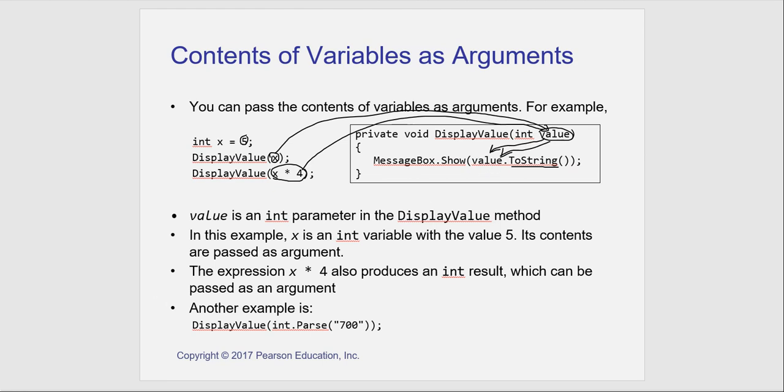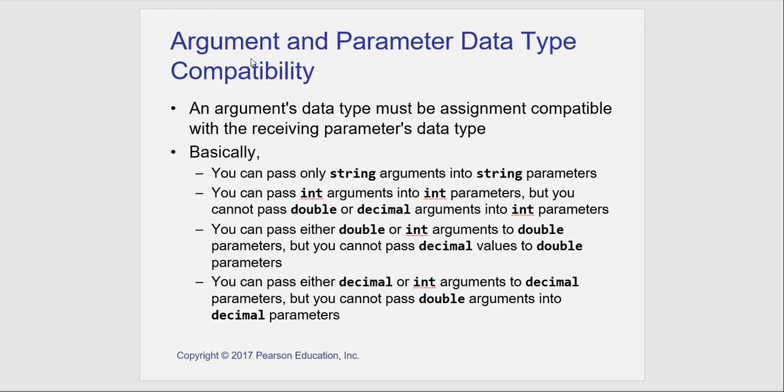The note there is that we definitely want to make sure that whenever we're passing an argument into a parameter, the argument and the parameter are the same type. In this slide, number 14, arguments and parameter data types, they're re-emphasizing the point that if you're going to pass a string argument into a string parameter, they have to be the same. You can pass an int to an int, of course, but you cannot pass a double or a decimal into an int data type, because the data types have different sizes of how much information they can store.